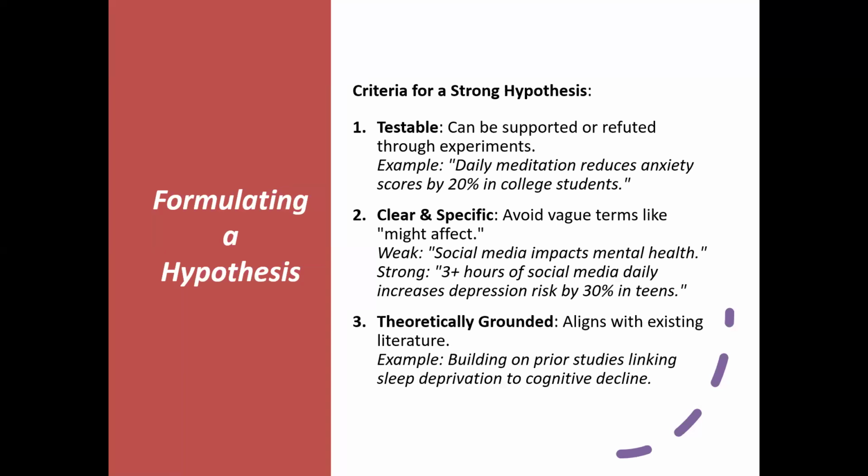And so the first thing is that a strong hypothesis must be testable, and it can be supported or refuted through experiments. You cannot refute or support some type of hypothesis without any experiments or without results. So it must be testable and can easily be supported or refuted through experiments. For example, let's say that daily meditation reduces anxiety score by 20% in college students. So this is a type of hypothesis.